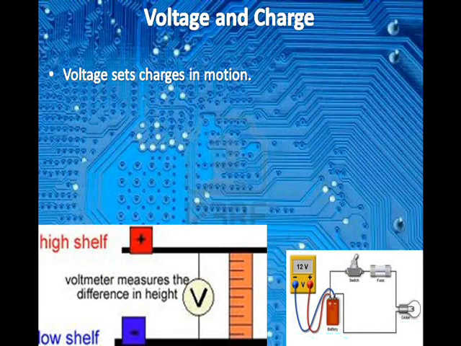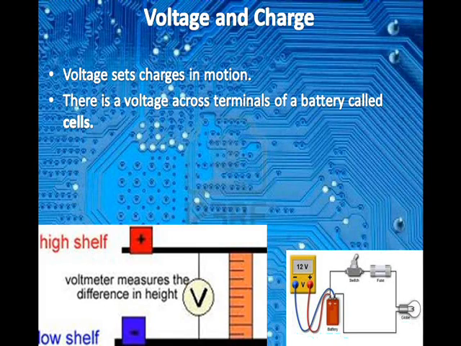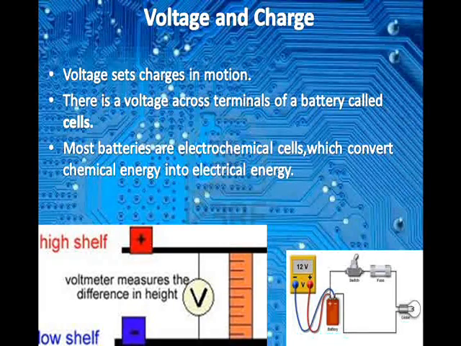Now, voltage is what sets charges in motion. And there is a voltage across the terminals of a battery, and that's called a cell. Now, most batteries are electrochemical cells, meaning they convert chemical energy into electrical energy. And we've talked about that actually in our energy unit also. We talked about that if we have something that uses batteries, it's taking chemical energy and transforming it into a different type of energy.